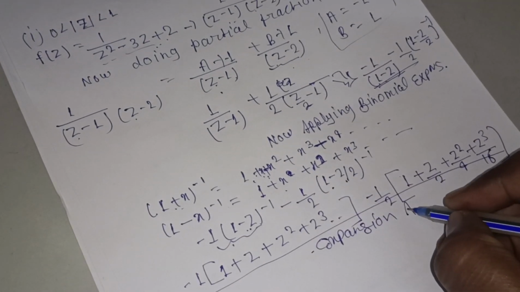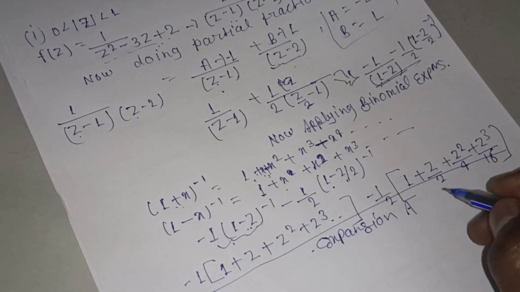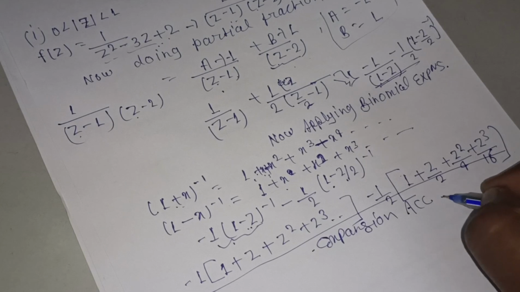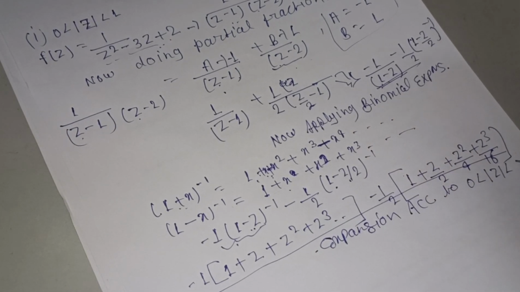According to Taylor, according to this series, according to the condition which is given, mod of z lies between 0 and 1.